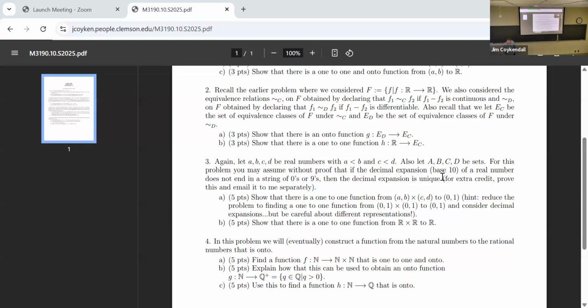Some of these problems will actually require a little thought about how to do this. So think about that.